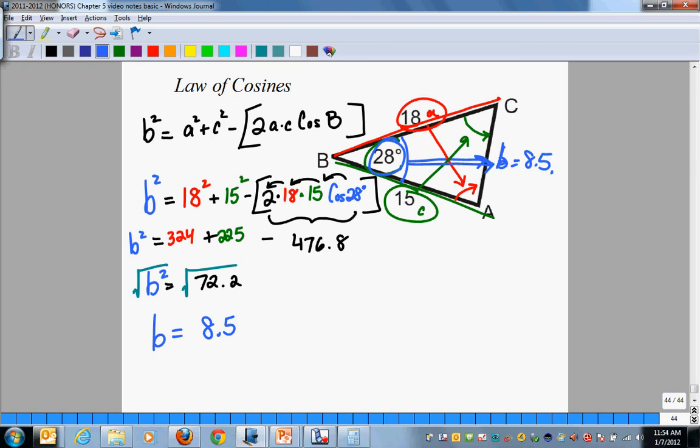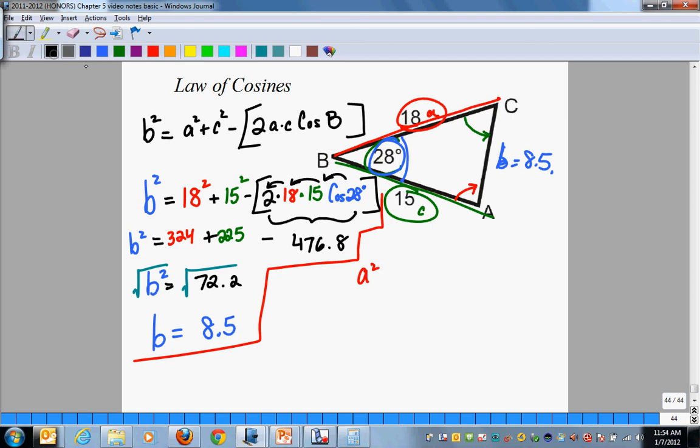Okay, now we have B. Now we have all three sides. The problem is we need some angles here. And we have neither angle A or C. But we are going to use this B combination to solve. So I'm going to work with angle A first. So I'm going to use the A equation. The A equation looks like this.